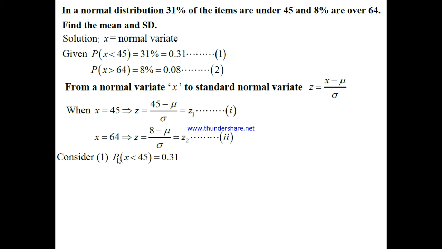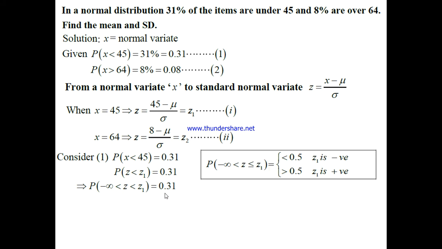And from the given data, probability that X is less than 45 is 0.31. Corresponding value for Z is Z1. So it is probability that Z takes the values less than Z1 is 0.31. That means probability that Z takes the value between minus infinity to Z1 is 0.31.